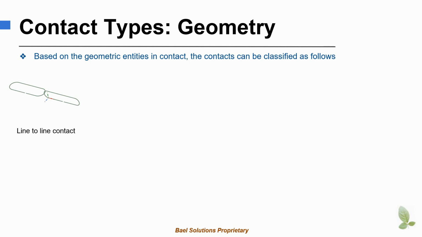It should be noted that, in this case, the line-to-line contact occurs at a single point. This typically happens when the two lines are normal or skewed to each other.